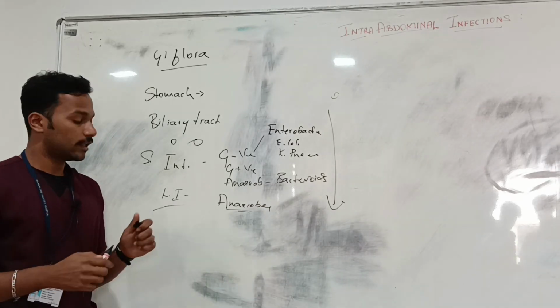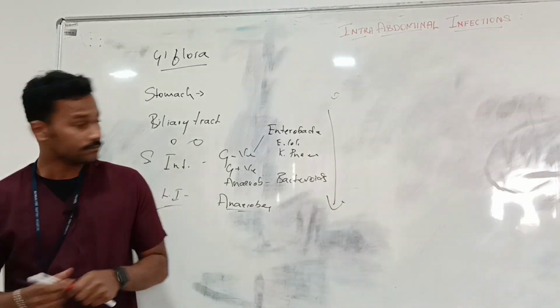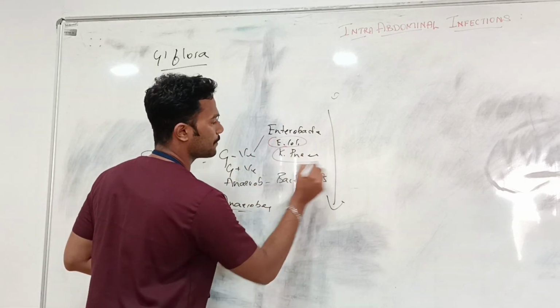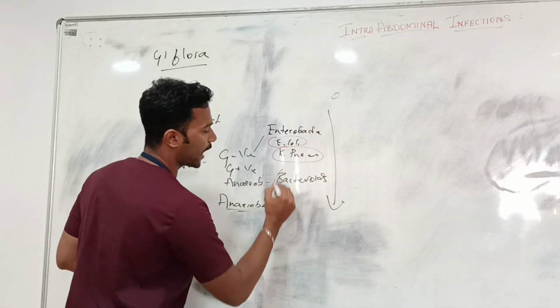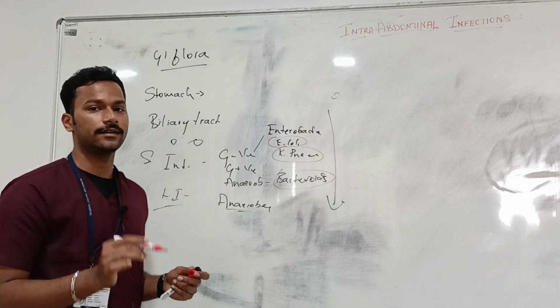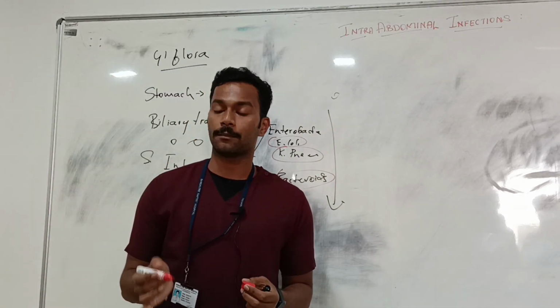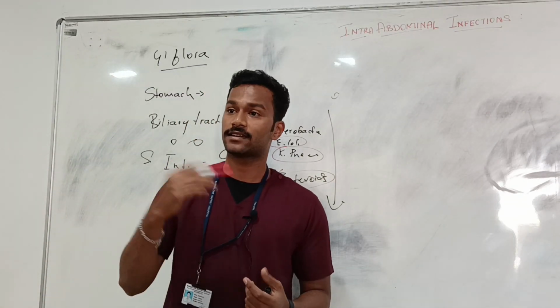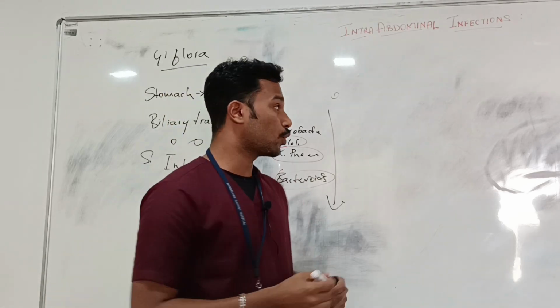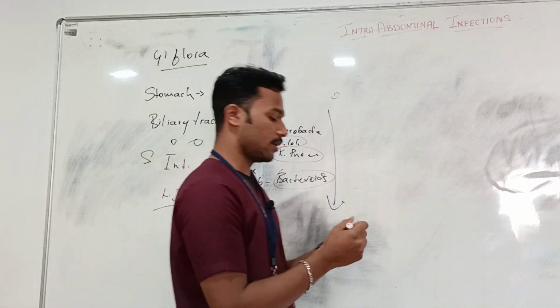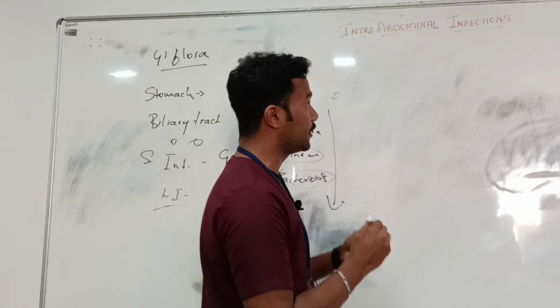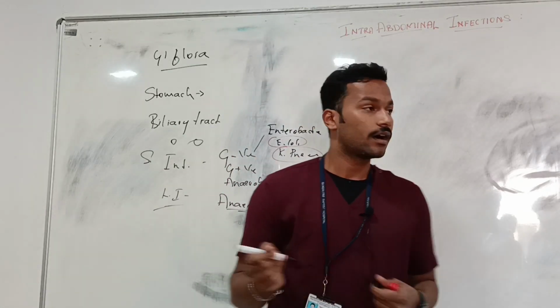So mainly those which are present are E. coli, Klebsiella pneumoniae, and Bacteroides. These are the main important microflora which can cause intra-abdominal infection. So now coming to the classification. Intra-abdominal infections can be classified.